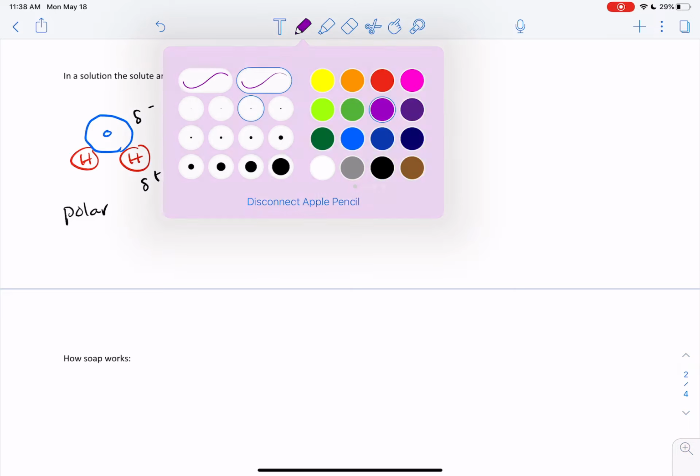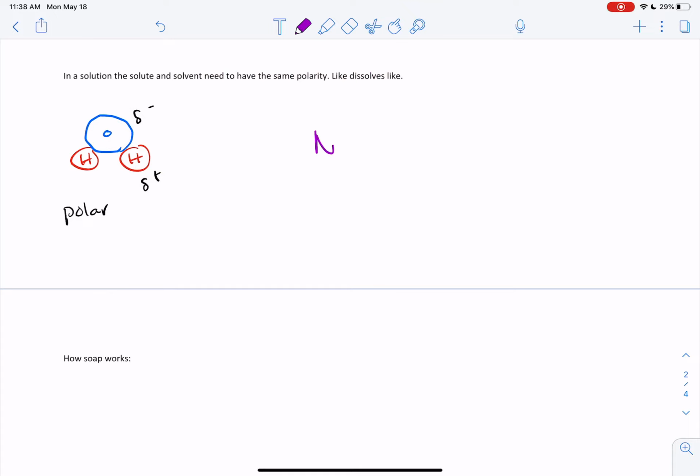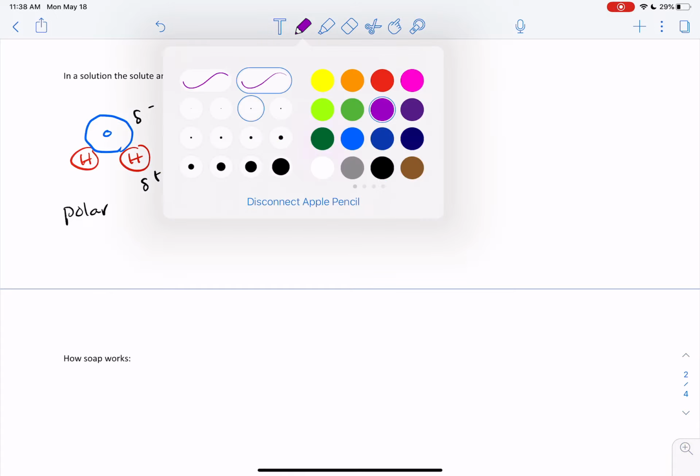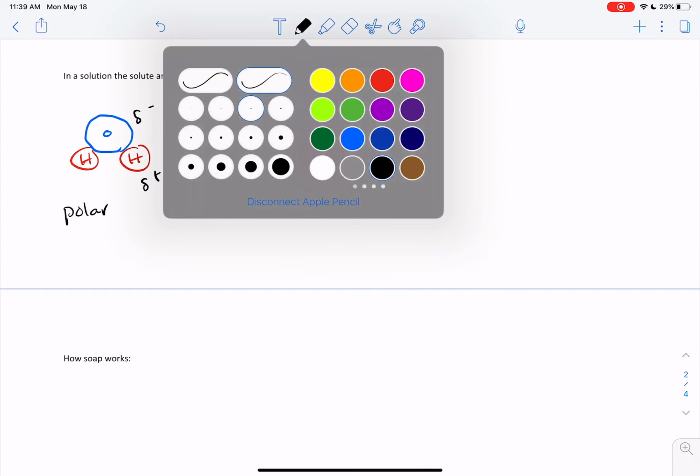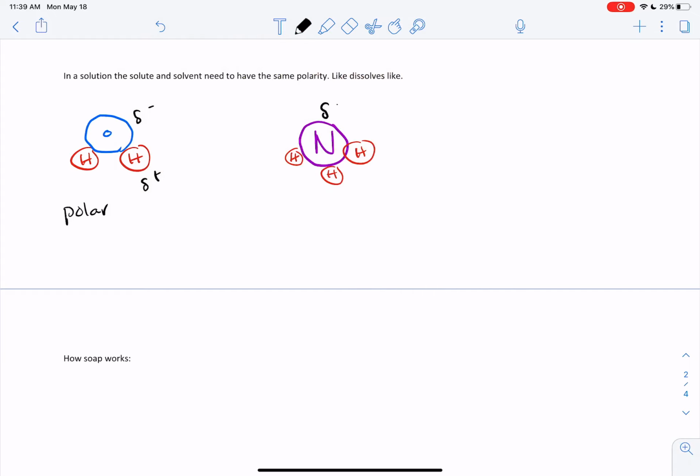So for example, let's say we have ammonia, we have a nitrogen, ammonia is NH3, looks like this. So ammonia is not symmetric, so it has a partial negative on the top and a partial positive on the bottom with hydrogen. So this makes it a polar molecule. So that means it will dissolve in water. Okay, and water and ammonia can form a solution.